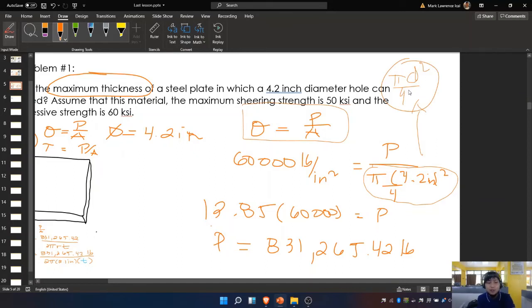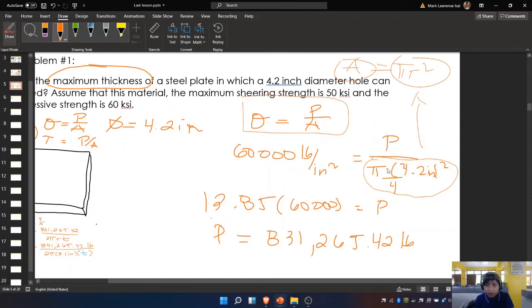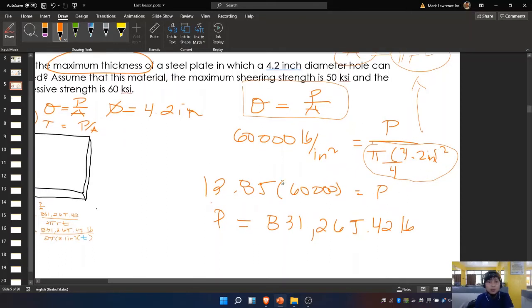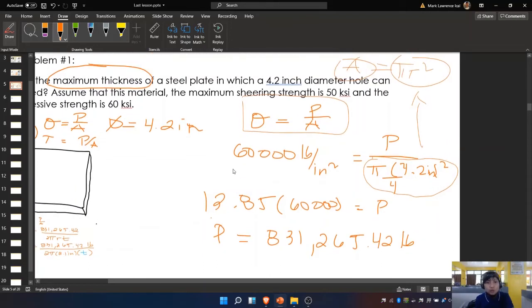Kapag diameter yung gagamitin nyo. Pero kapag radius, okay na ng pi r squared. Okay? That's area, area of a circle. Now, doing the math, magiging 13.85 multiplied by 60,000 and then P. So, ang nakuha ko sa calculation ko is 831,265.42 pounds.